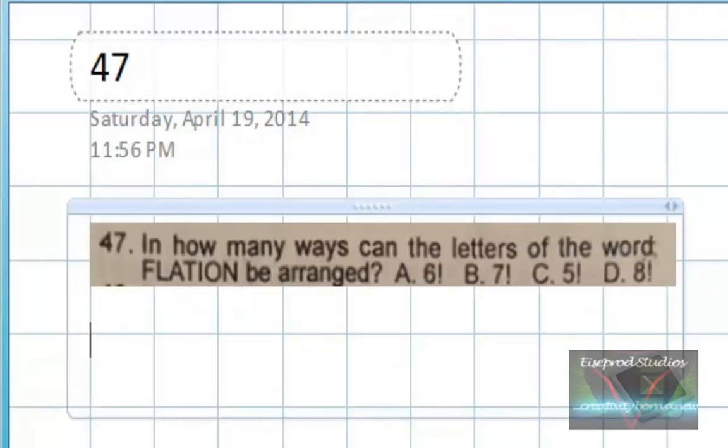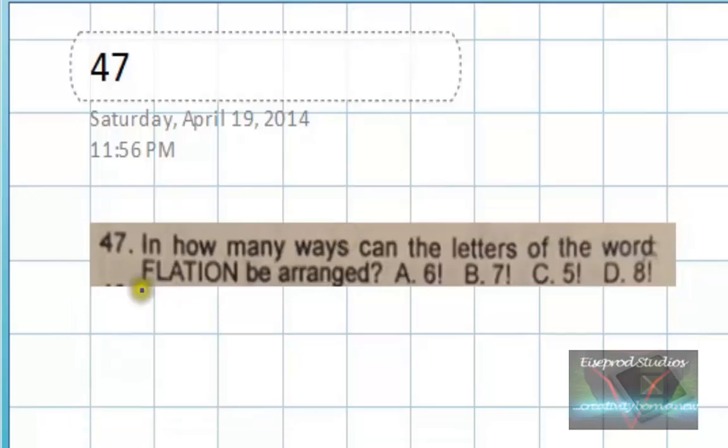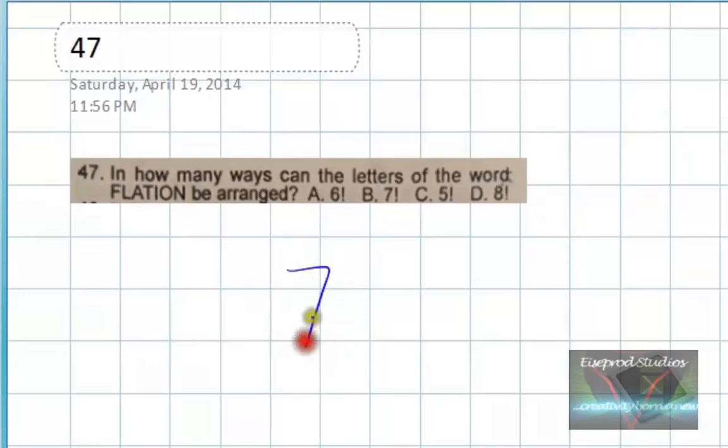Question 47 asks, in how many ways can the letters of the word inflation be arranged? And so basically what you want to do is count the number of letters, and however many letters there are, as long as there are no repeats, you can just say it's that number factorial. So since there are no repeats in this word, so for instance there's not 2 A's, there's not 2 O's, there's one of each letter. And we have 1, 2, 3, 4, 5, 6, 7 letters. So our answer is going to be 7 factorial, which is B.